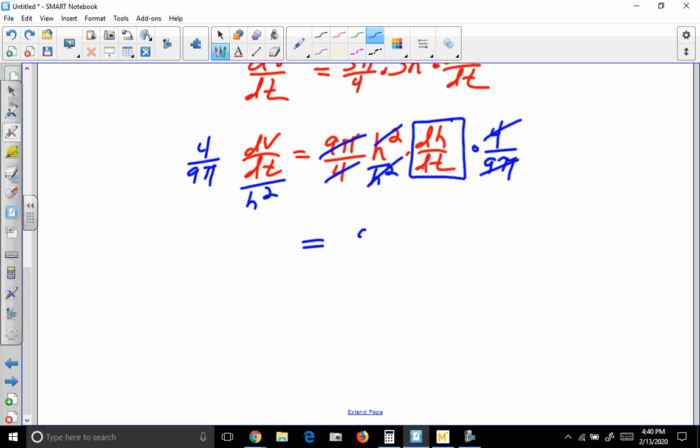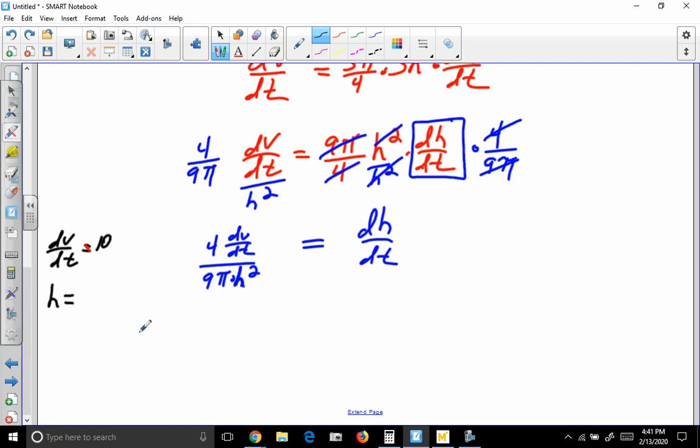So the h squareds cancel, so dh dt, we could write this several ways. We could call this 4 dv dt over 9 pi times h squared. So we're given dv dt, and that is 10 cubic feet per minute. And we're wanting to find out how fast is the height changing when our pile is 15 feet high.